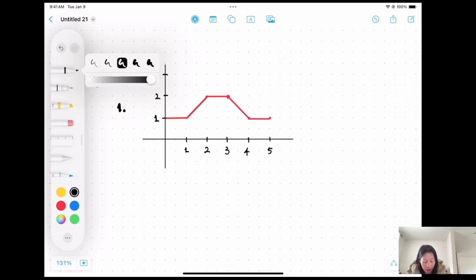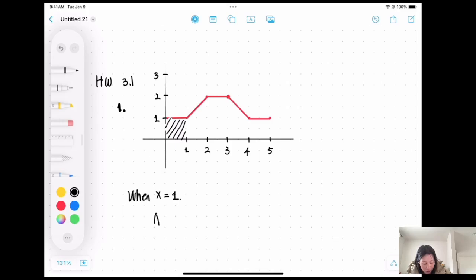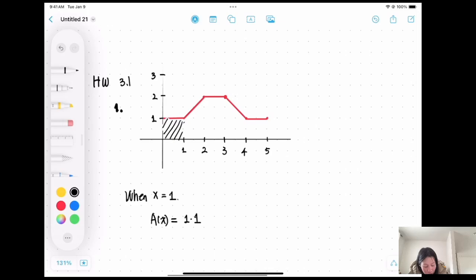Here is the graph, and from the graph they want you to find the area from 0 to each number, such as from 0 to 1. So your area should be this part, right? So when x equals 1, the area from 0 to 1, the highlighted part, should equal 1 times 1 because it's a square. And the next one is from 0 to 2.